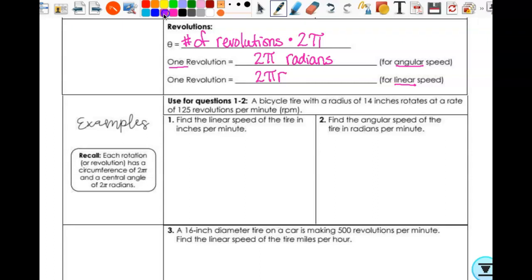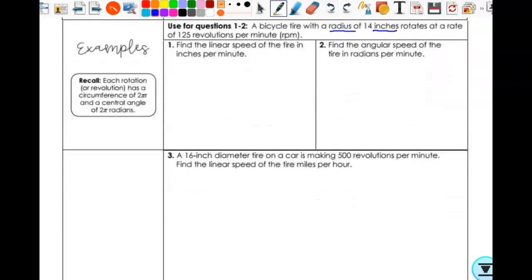Okay. All right, so it says here, a bicycle tire with a radius of 14 inches rotates at a rate of 125 revolutions per minute. Find the linear speed of the tire in inches per minute. So my linear speed is arc length over time, right?